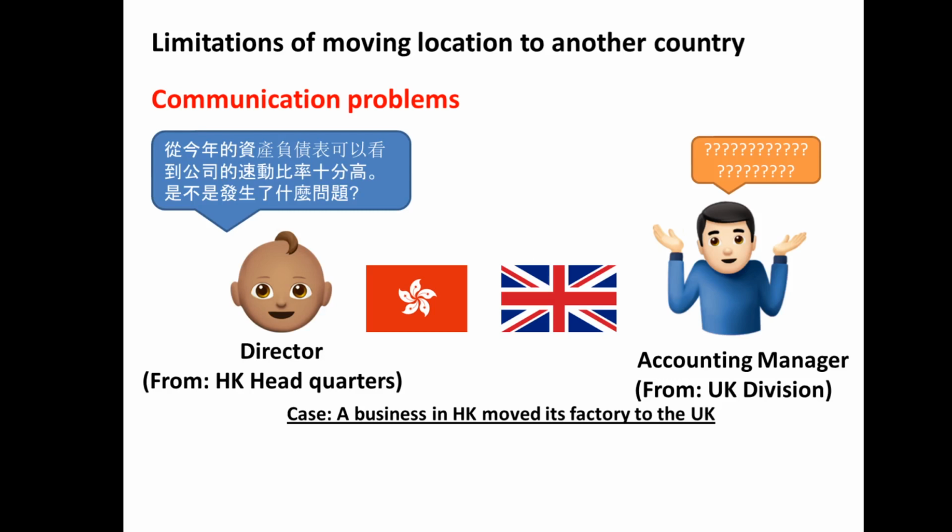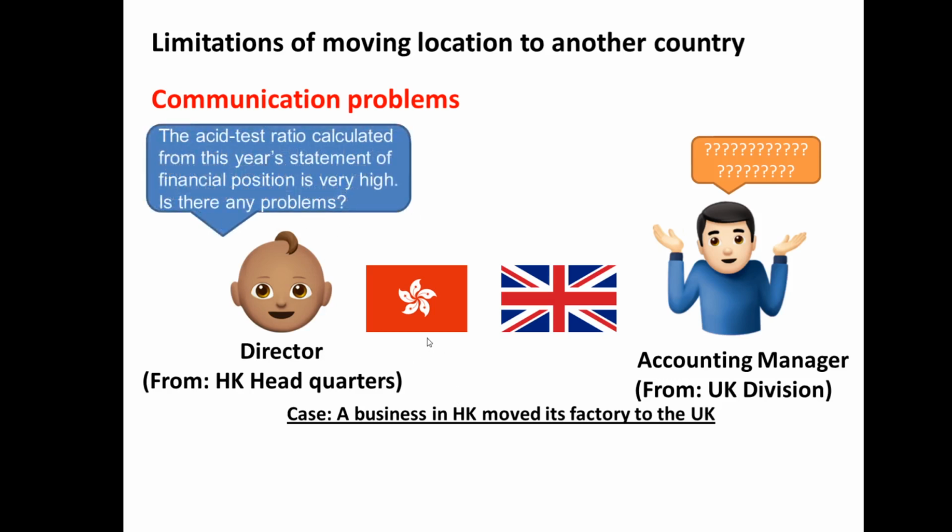But if you don't know any Chinese, there's no way you understand what that person is trying to say. When you look at the English, you know what he's trying to say. Acid test ratio, we have learned that. So, acid test ratio calculated from this year. Once again, the balance sheet, we don't use the name anymore. We call it statement of financial position from now on, for your exam also. So when we look at the statement of financial position, we can calculate the acid test ratio. We know how to calculate that.